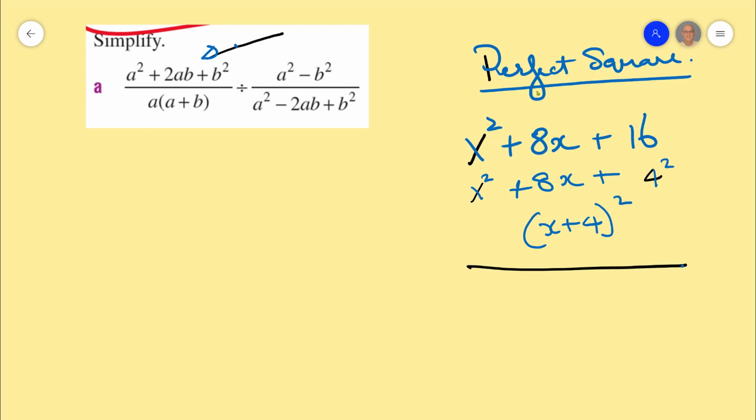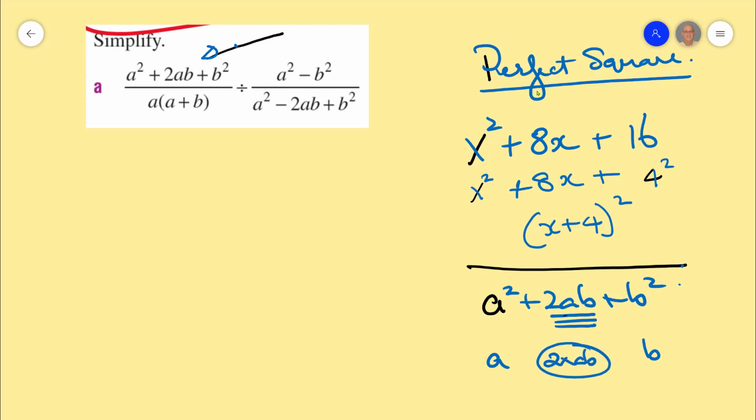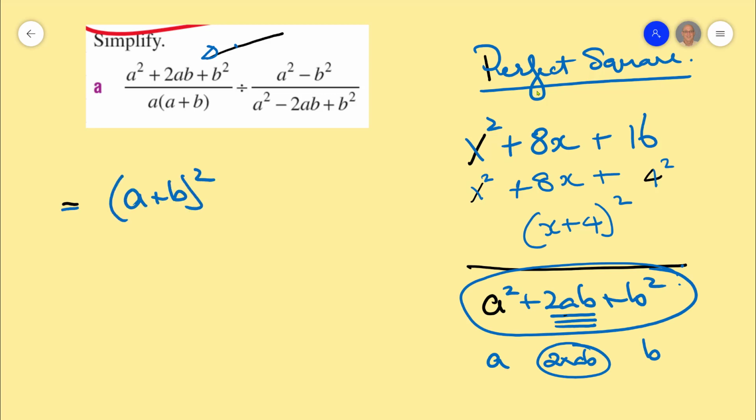So if we look at what we've got here with this a squared plus 2ab plus b squared, if you look at what that middle term is made up of, b squared, square root of b, that's b, that's a, and the middle is 2 times ab. So this is actually a perfect square. So that's how that factorizes. The denominator here is already factorized. We know we're going to have to flip it.